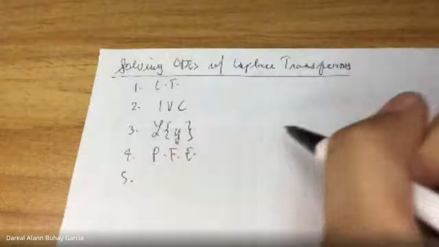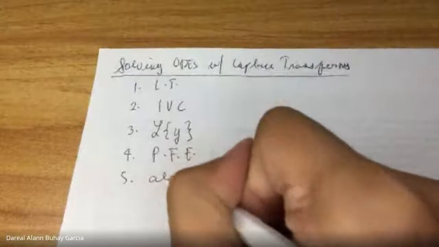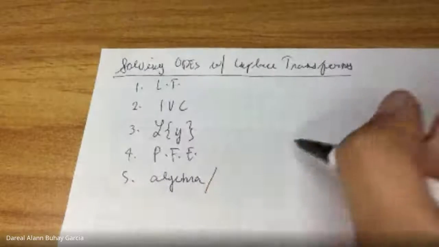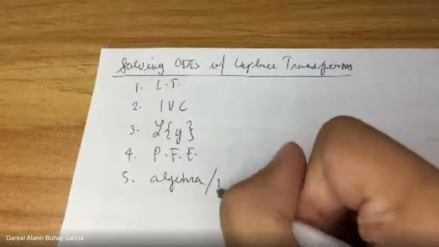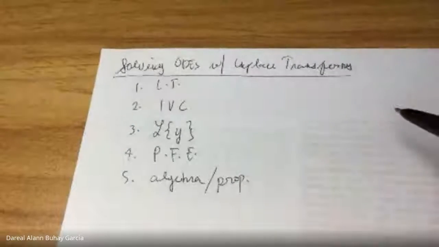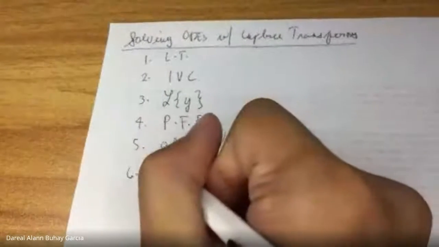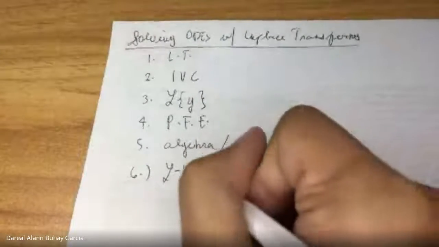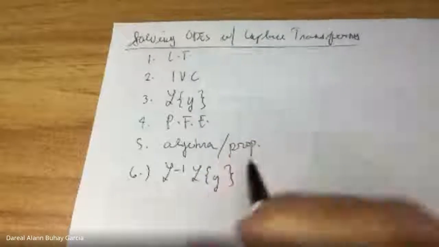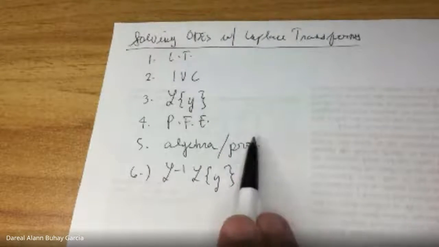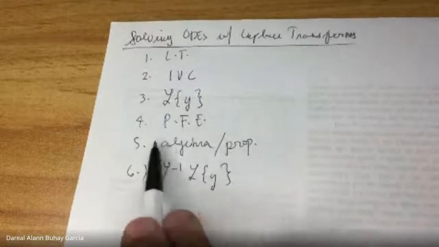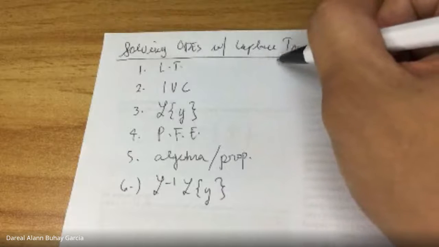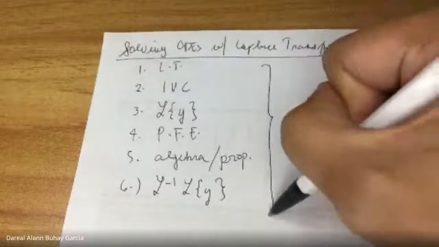Next is apply algebraic manipulations or katong mga compensation, no? To the use of the properties or theorems of Laplace transforms. Properties and theorems. And 6, solve for y by finding the inverse Laplace transform. And I guess that's it. Kaya dili pa man nato makita directly ang inverse Laplace if wala pa nato na properly set na algebraically ang atong givens. So, mao ni siya ang process of solving ODE using Laplace transforms.